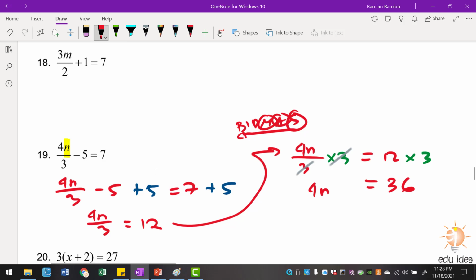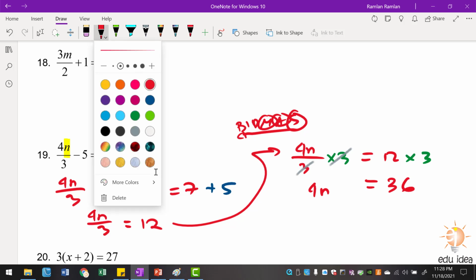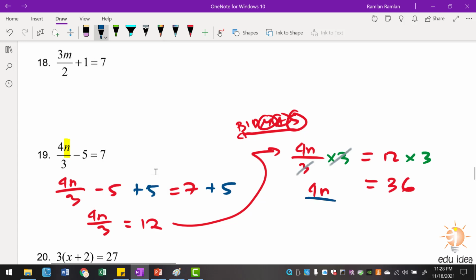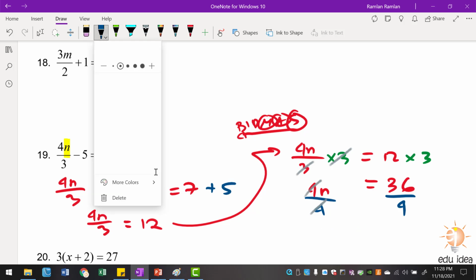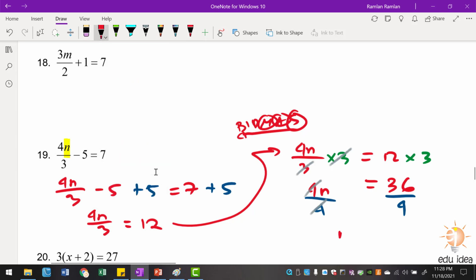Okay, so the last one that we're going to do, 4n, get rid of the 4. 4n means 4 multiplied by n, and then you only need to divide both sides by 4, right? So that you can cancel the 4. So n is equal to 36 divided by 4, which is equal to 9. There you go, you have the answer.